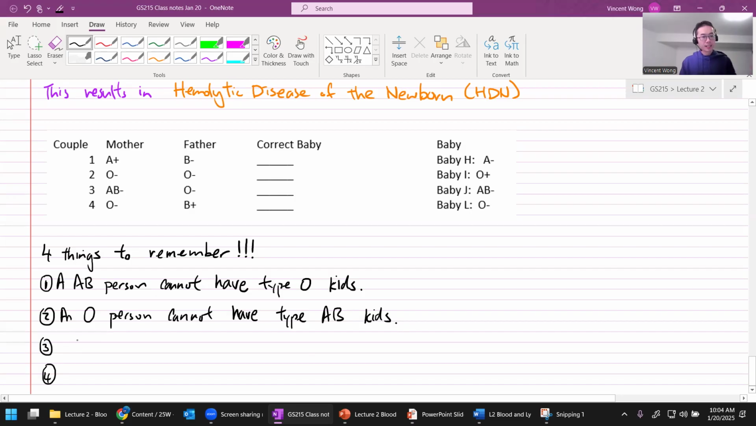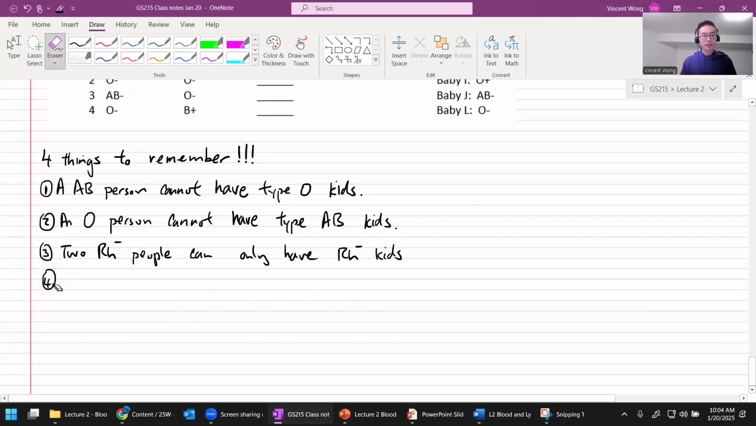Another one: two Rh negative people can only have Rh negative kids. The opposite is not true. Positive people can have negative kids. For example, if they're positive-negative like that, then there's a 25% chance they will be negative. So you cannot write the same thing for positive people.